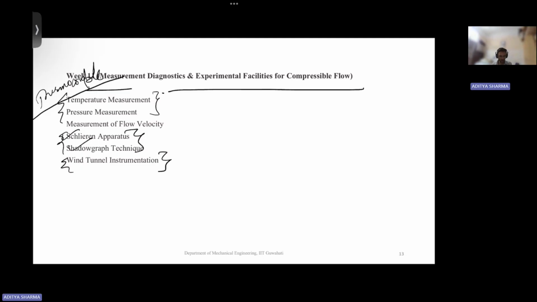Then there is wind tunnel instrumentation. This is basically the subsonic wind tunnel that was discussed in week number 11, where we discussed everything from pitot static tubes to hot wire anemometers.